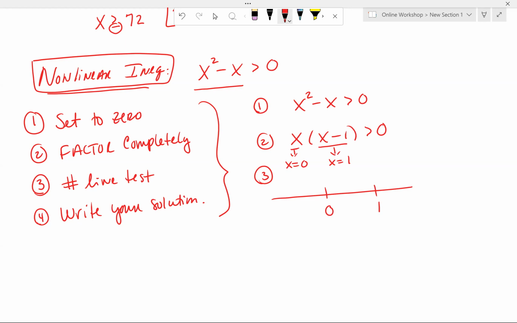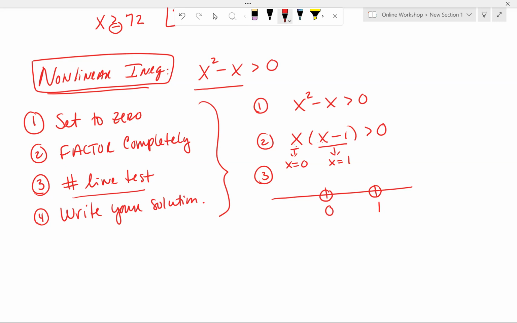Because there's no equal to on this inequality symbol, both of these values will get an open circle. If it had an equal to symbol, like greater than or equal to, or less than or equal to, they would get a closed circle. And now we're going to do what is called the number line test. And that entails picking a number, any number to the left of 0, putting it here for x in the factored portion, and seeing what sign you get.